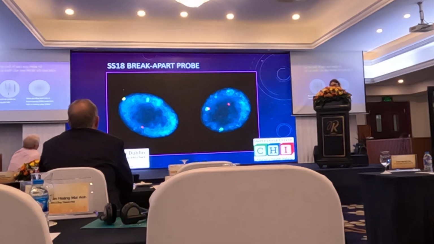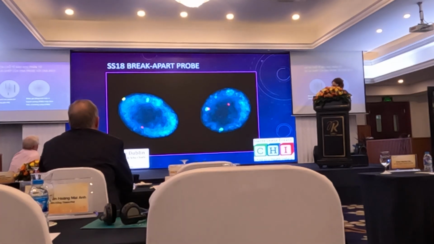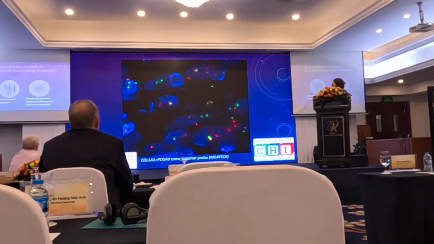We have a break apart probe, so the probe in the normal context should flank the break point where the break usually occurs, and we get a fused signal of green and red, which is yellow. When we have a rearrangement, the other chromosomes are rearranged, and we get a separation, a break apart of these probes. So we know that there's a rearrangement, the chromosome is split at that site.